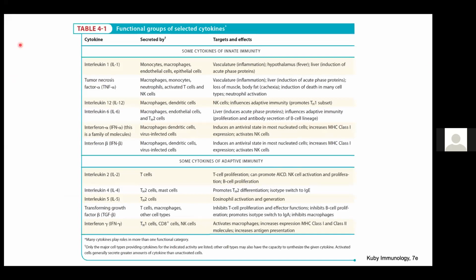So this table just shows functional groups of some selected cytokines. And I like this table because it divides them into basically cytokines of the innate immune response and those of the adaptive immune response. And I'll just highlight a few. So for example, interleukin-1 and tumor necrosis factor alpha are produced by innate immune cells, and they act on the cells of the innate immune system. So your monocytes, macrophages, and so forth.